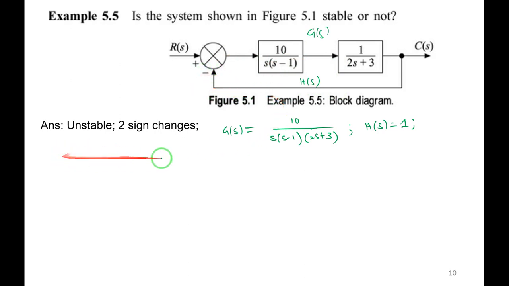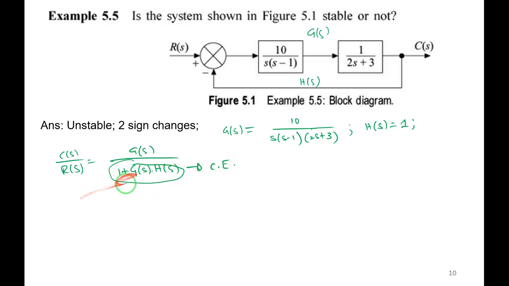So you know that the transfer function C of S by R of S is G of S divided by 1 plus G of S into H of S. G divided by 1 plus GH, right? But I want only the denominator, because this is the characteristic equation. So the characteristic equation is 1 plus G of S into H of S equal to 0.